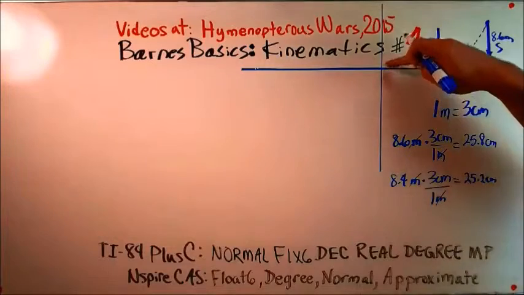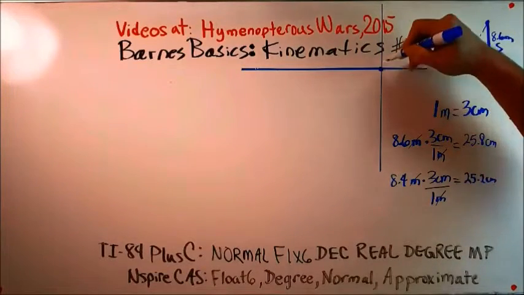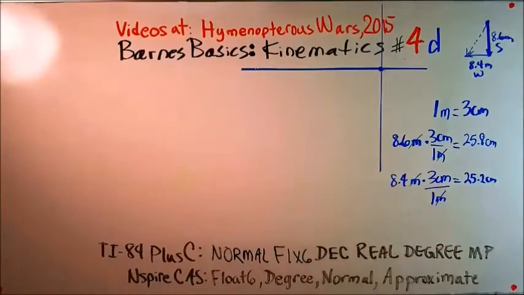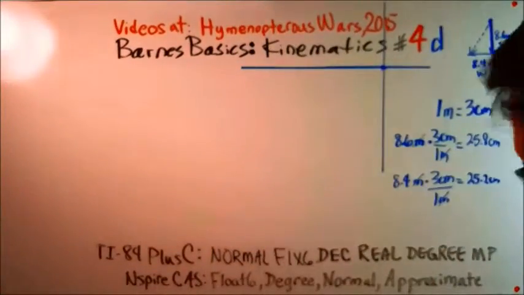So I know that the line from the origin going southward is going to be 25.8, and then the one westward is going to be 25.2. Then I can connect my resultant.